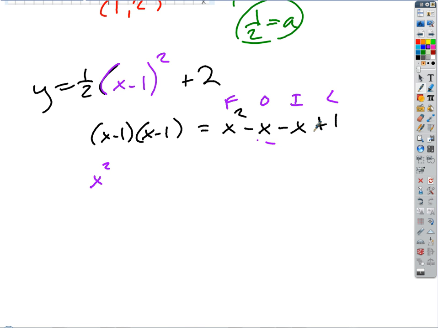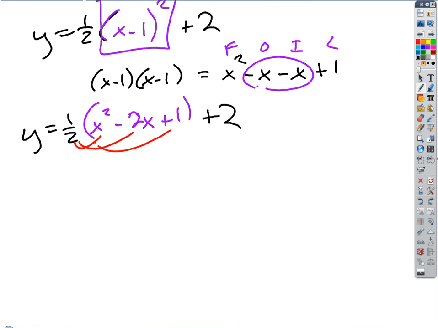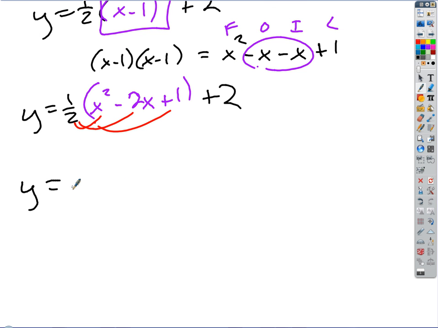Okay, so this simplifies. I can combine those, right? So x squared minus 2x plus 1. And really, that's just that stuff, isn't it? All we've done at that point is expand out the exponent. I still have a 1/2 out front and a plus 2 being added at the end. So what's next? Distribute. So if I distribute the 1/2, what am I going to get?